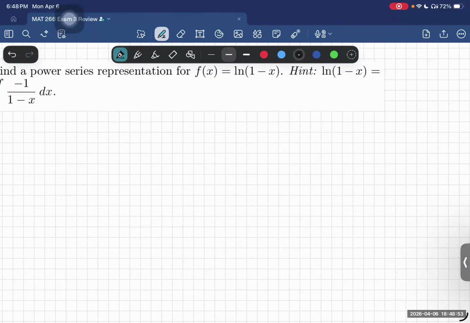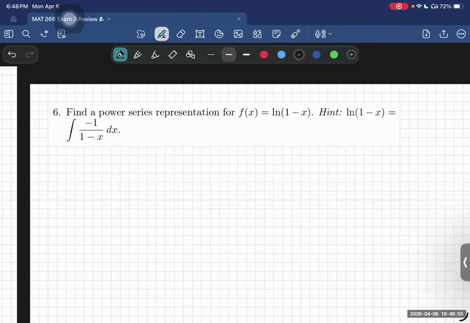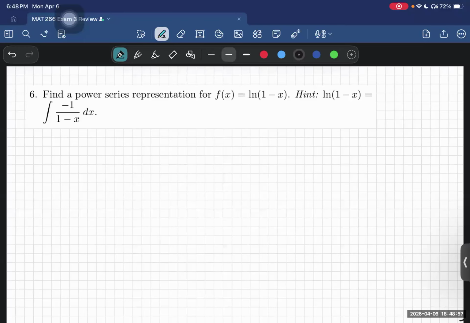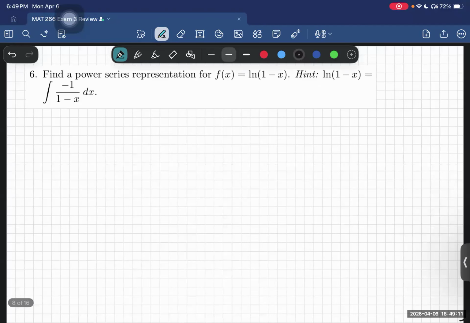Next question. Now, find a power series representation of f of x equals ln of 1 minus x. Again, they have given us a hint that ln of 1 minus x is just the integral of negative 1 divided by 1 minus x dx. Okay, so let's try this one. It's a nice question, to be honest.